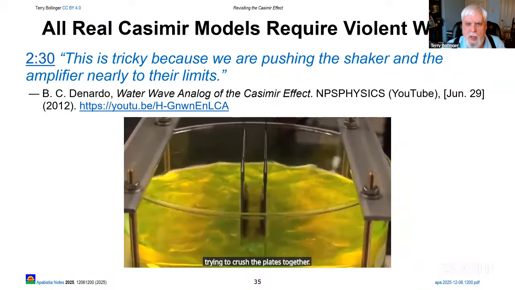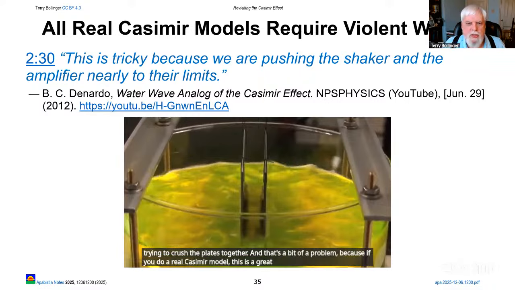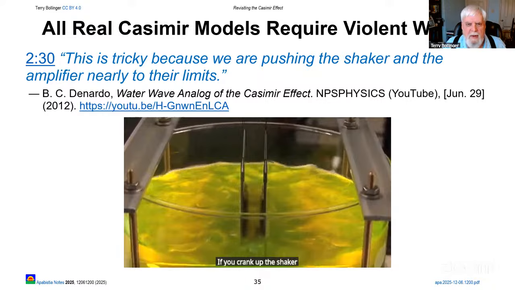And that's a bit of a problem because if you do a real Casimir model, it's a great little video where they show this effect. If you crank up the shaker on a beaker and you have 2 plates there, you will observe the aquatic equivalent of the Casimir effect.